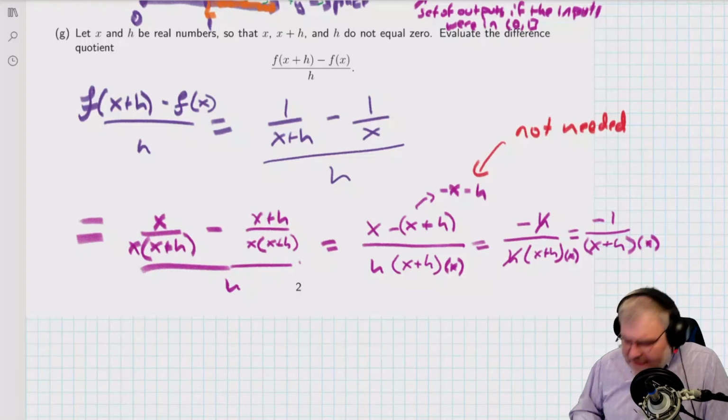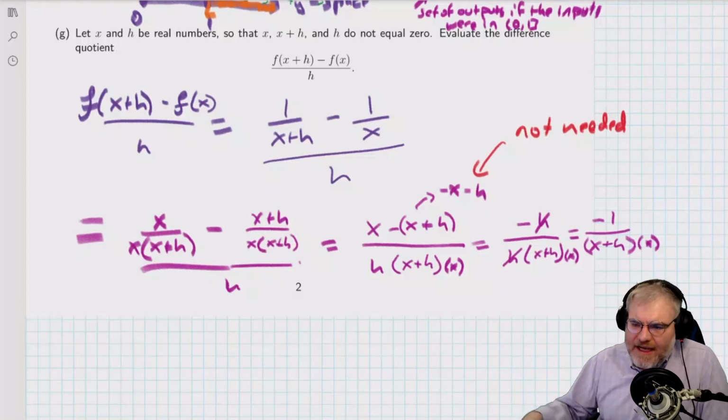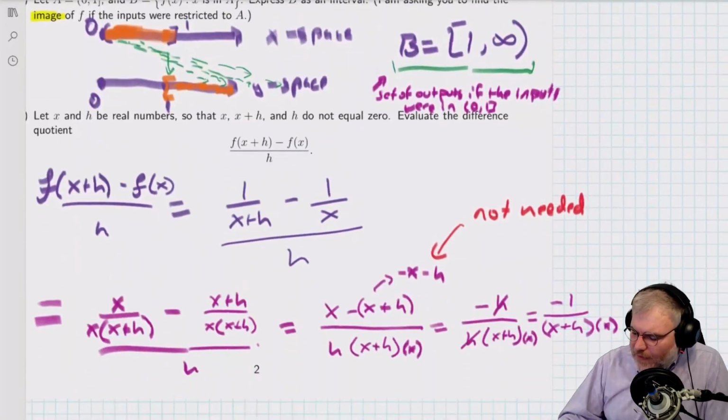Was that my only mistake? Yeah, that was it. So that's the simplification. You didn't need to do that. The thing that I wanted, though, was this right here.